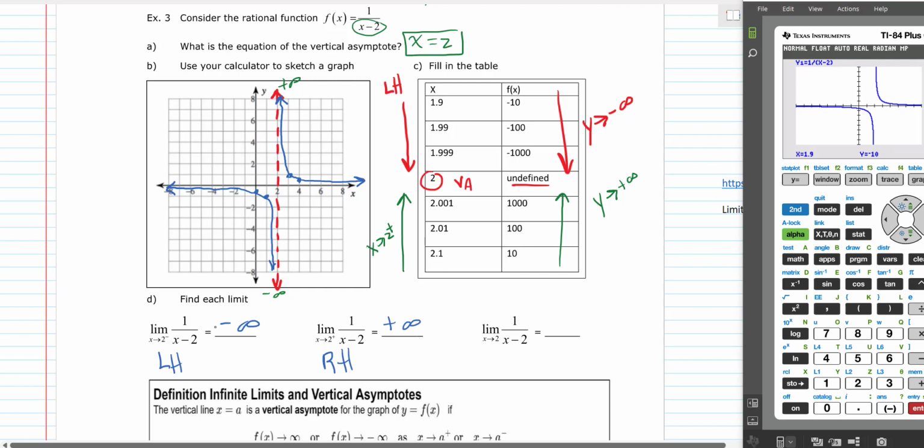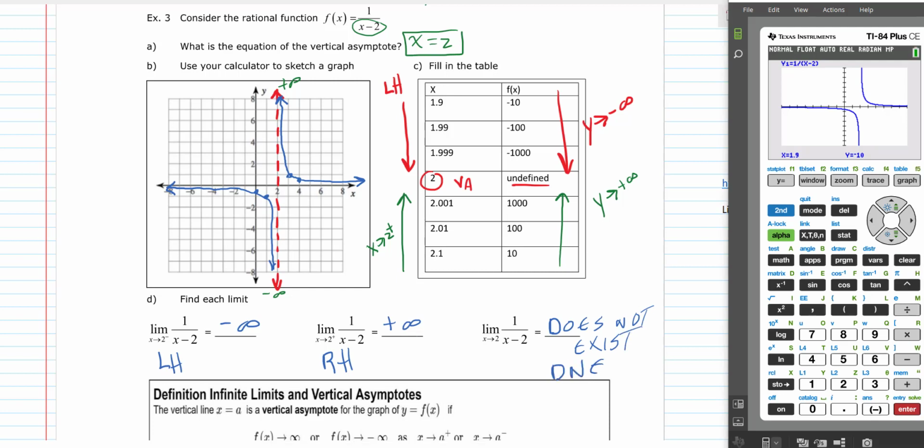And then what we've learned before is if the limits of the left and right hand are different, then this one does not exist. Okay? And you're more than welcome, again, to just put DNE as an abbreviation on that. Okay, so that's what happened.